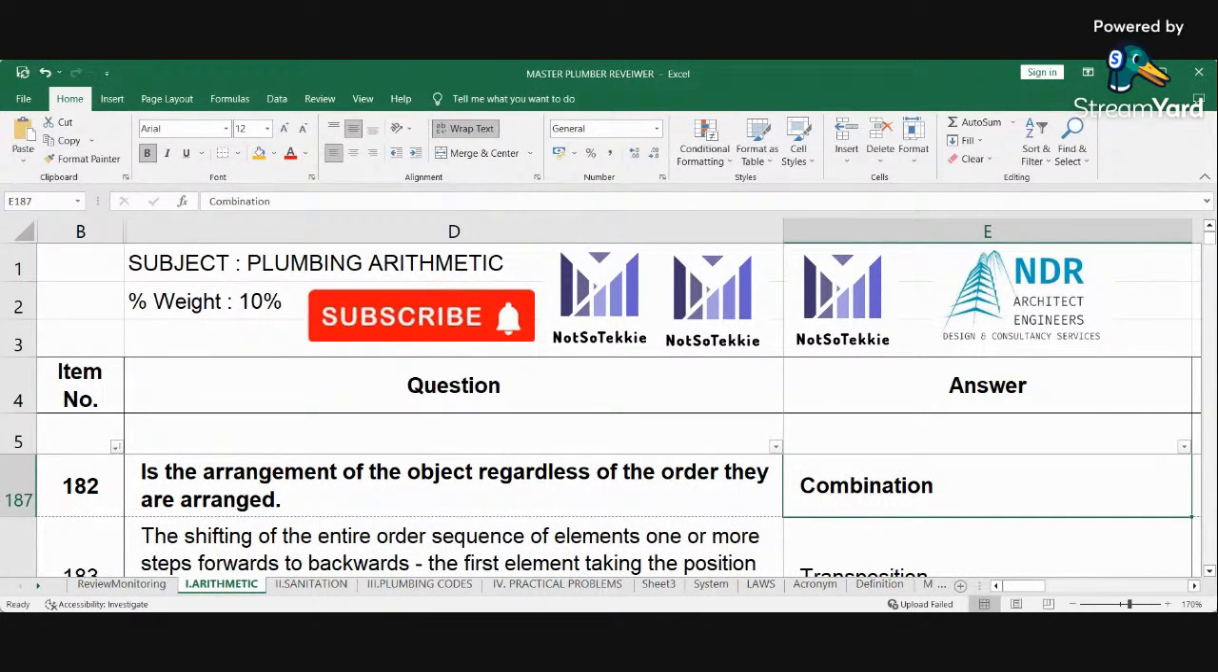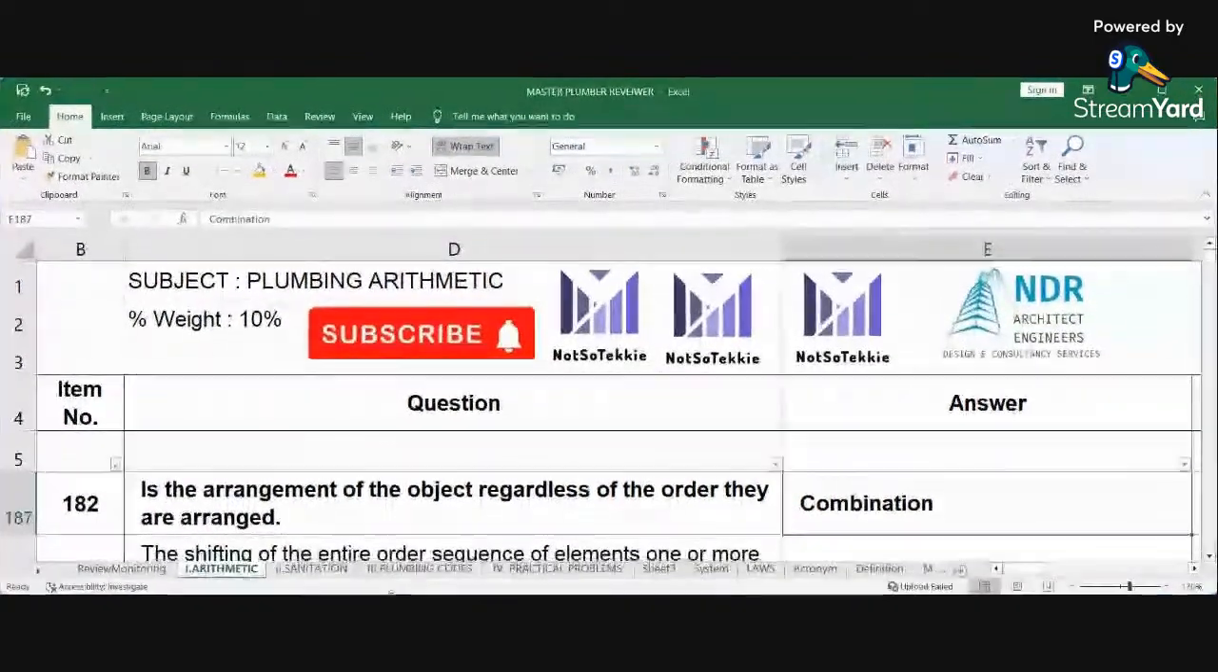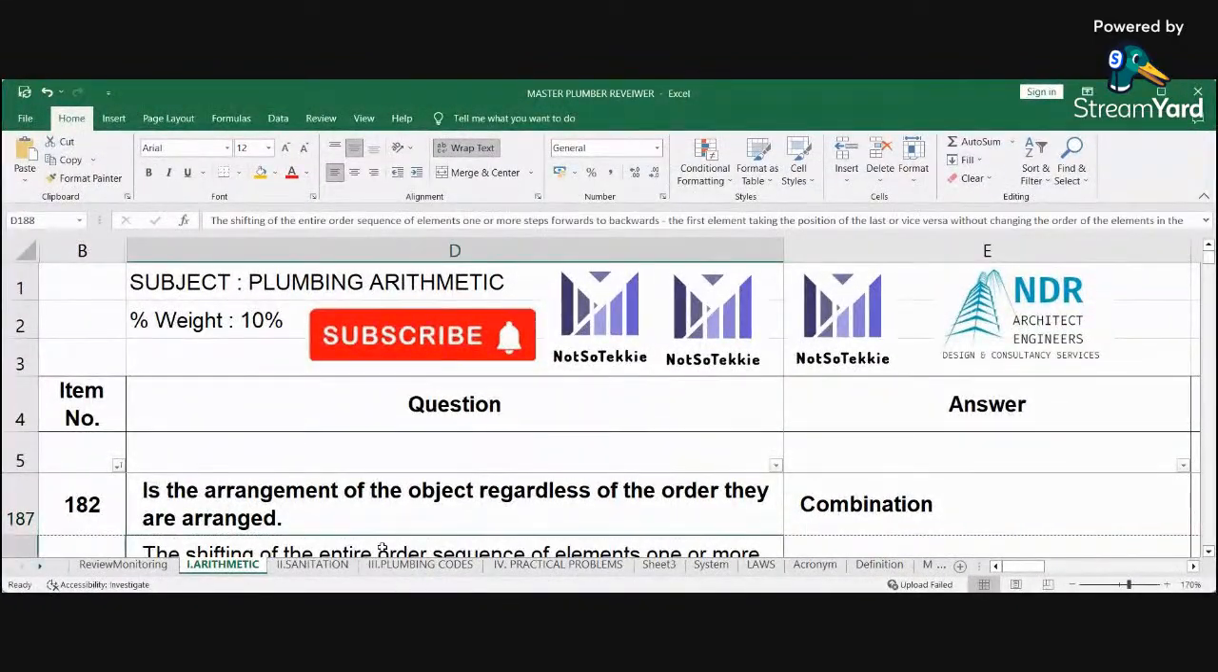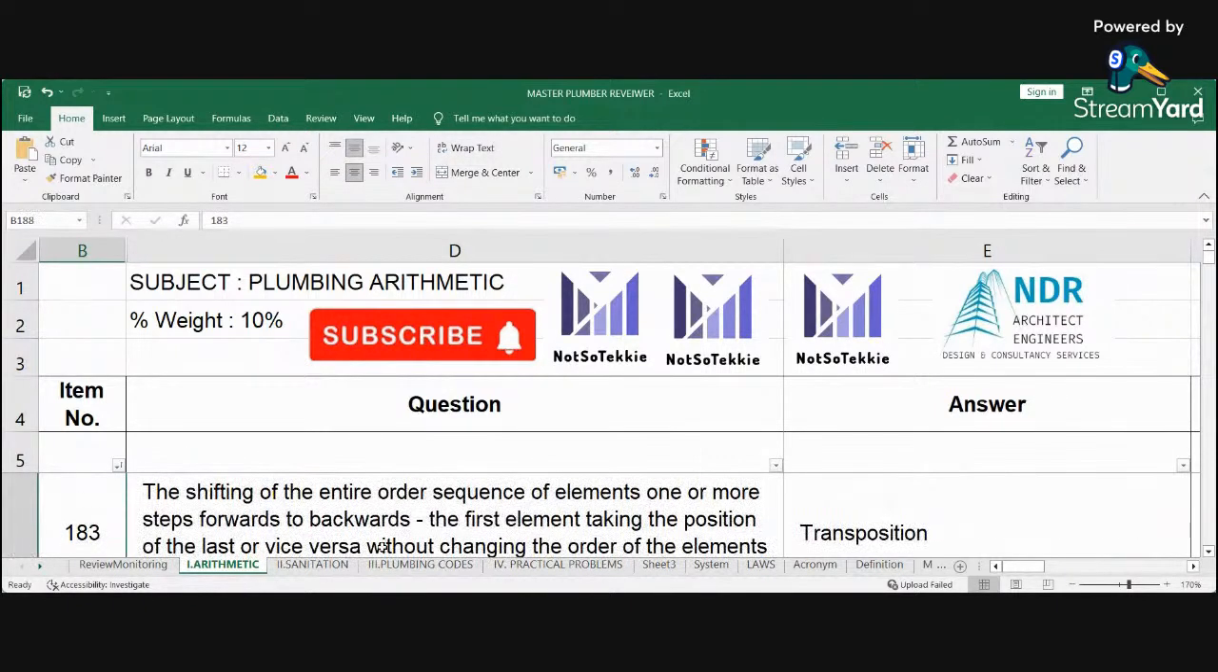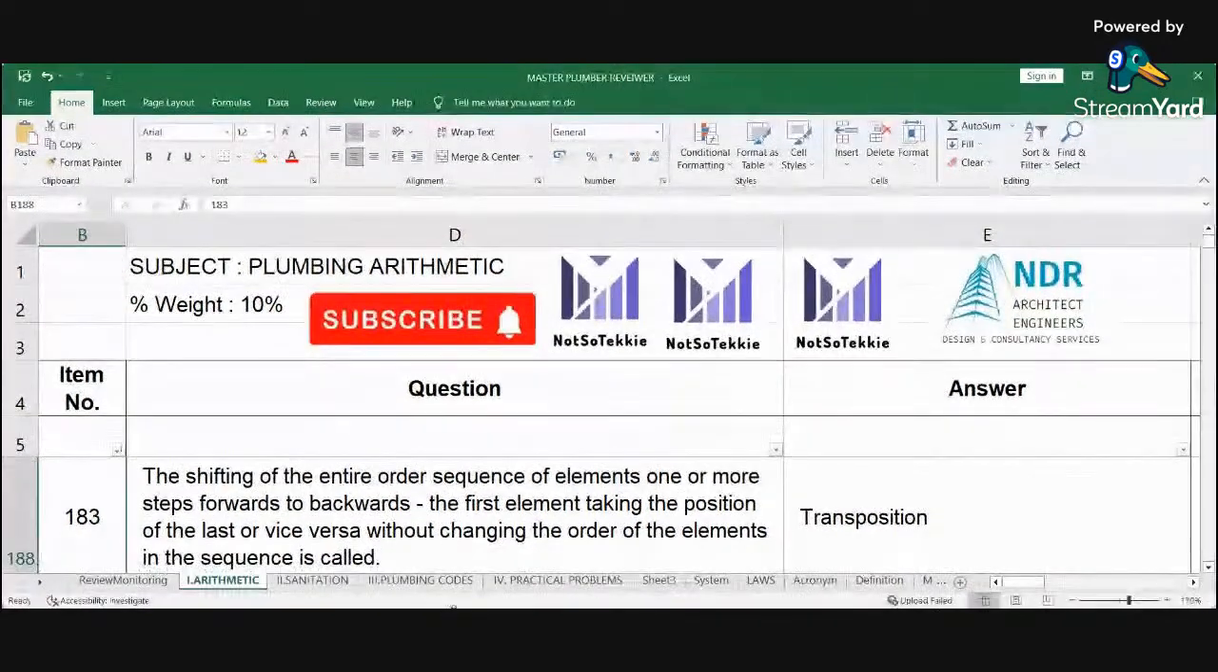Tago-tago muna para kunwari may surprise. Surprise daw kunwari. 183 tayo.